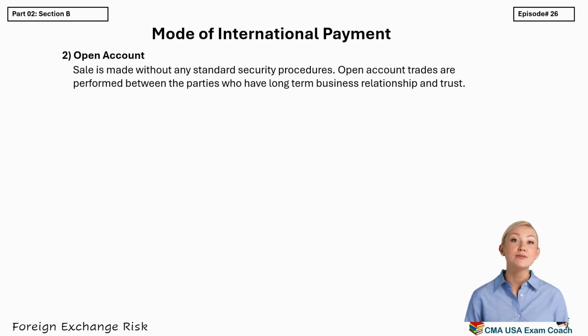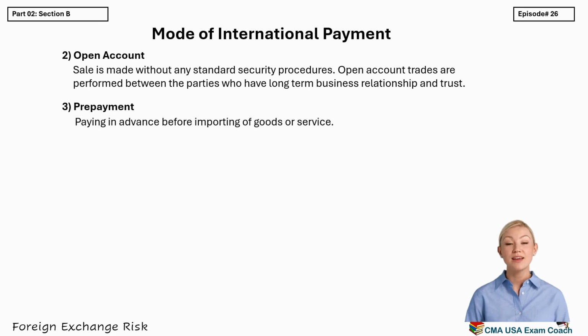Now let's look at the third mode of international payment, called prepayment. In this method, the importer pays in advance, before the goods or services are delivered. That means the buyer sends the money first, and then the seller ships the goods. This method gives the maximum safety to the seller, because they receive the payment before doing anything. But what about the buyer? For the buyer, this method involves high risk. If the seller fails to ship the goods or delivers poor quality products, the buyer may lose the money, and there may be no easy way to recover it, especially in international trade.